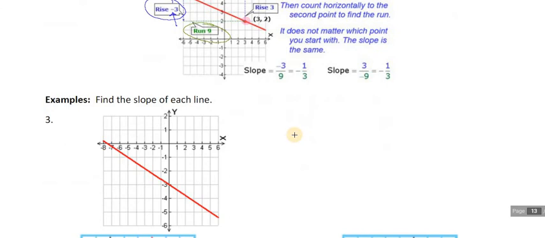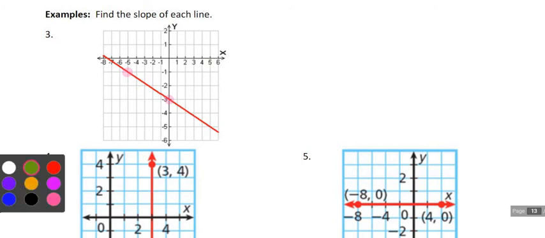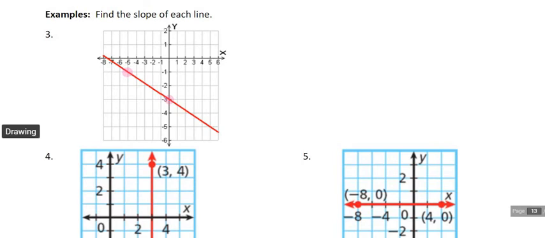So let's look at example 3. I need to first find myself 2 perfect points that I'm going to travel between. As I go along my line, right here at -5, -1 is a perfect point. It occurs right on the grid lines. As I continue traveling, my y-intercept is a perfect point, right on the grid lines, or the crosshairs, whatever you want to call it. So now I'm going to do my rise and my run.